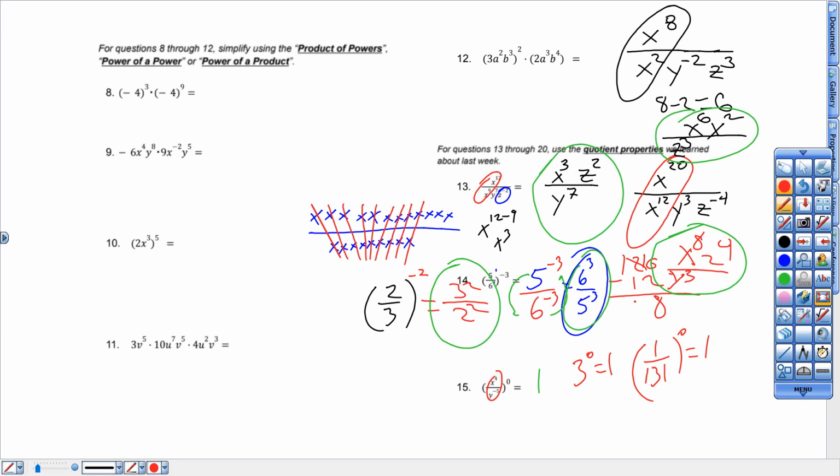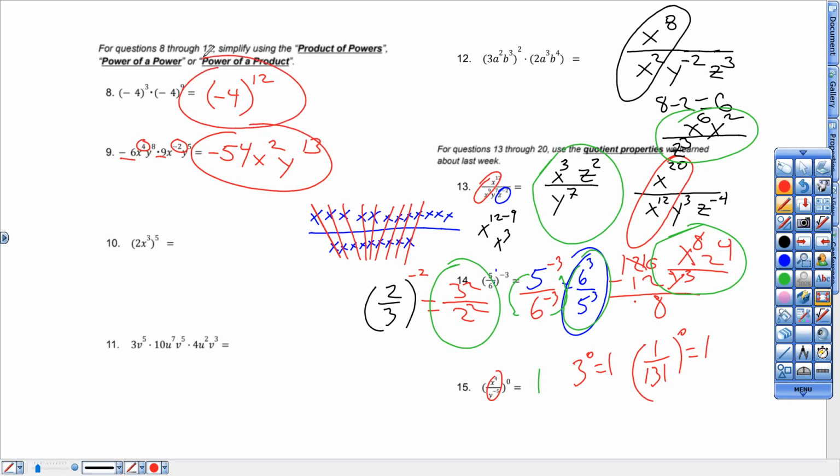I'll just crank these out for you to double check on your video if you want. This -4 stays the same, and I add the exponents. This -6 and this 9, you multiply those normally. I think 6 times 9 is -54. And then x to the 4 minus 2, when you add them, gives you x squared. Y to the 8 times 5 gives me y to the 13th. So check that answer if you're looking at this video later.